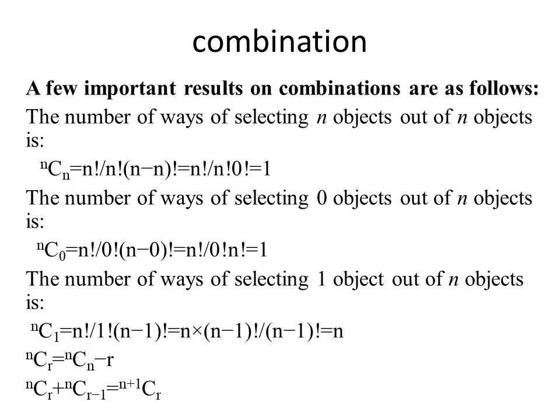And nCr is equal to nC(n minus r). Therefore, nCr plus nC(r minus 1) is equal to (n plus 1)Cr.